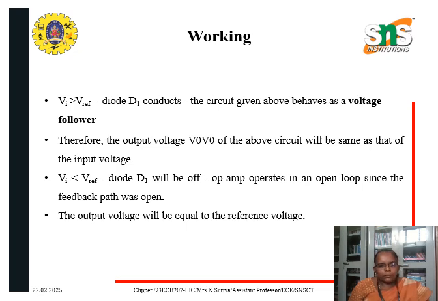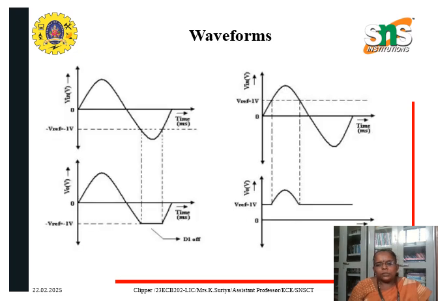If the value of the input voltage is less than the value of the reference voltage, then the diode will go to the off state. Then the op amp will operate in the open loop configuration, since the feedback path is open. Therefore, the output voltage of the circuit will be equal to the reference voltage if Vi is less than V reference. This is the waveform for the negative clipper.